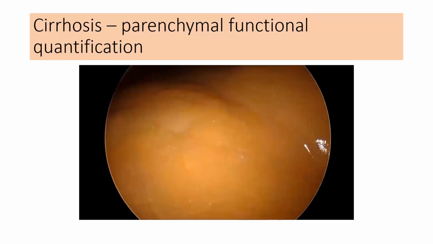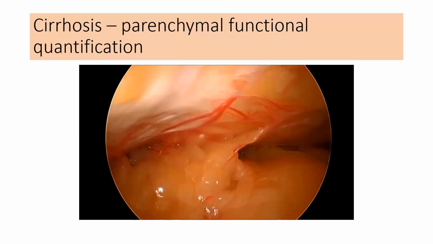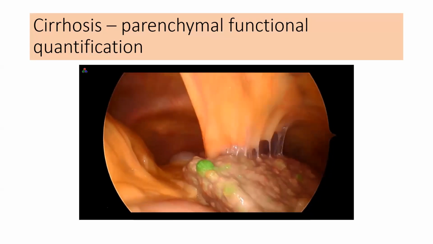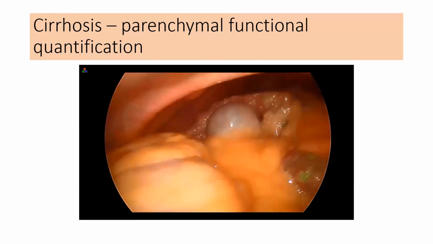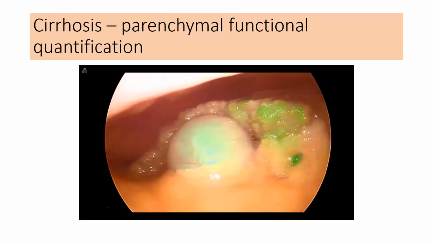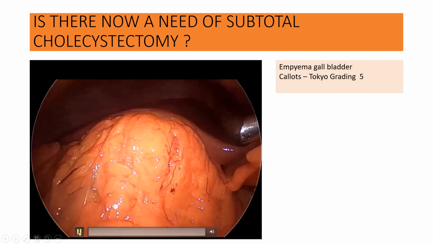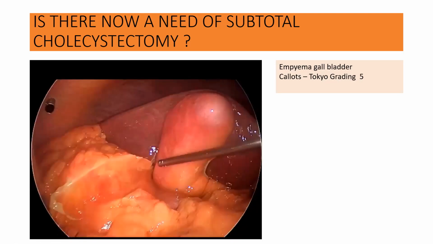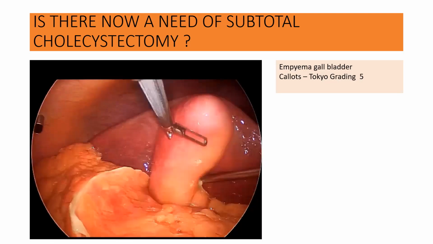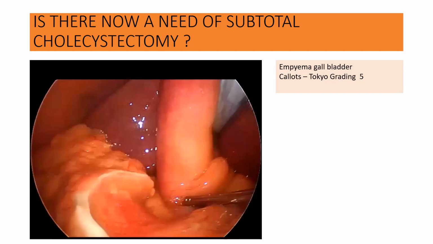In cirrhosis, parenchymal function can be judged with the help of ICG, as the hepatologists or hepatic surgeons are doing. Only the nodules which are illuminated here with the green color are functioning. The rest of the nodules are non-functioning. In empyema, usually the need for subtotal cholecystectomy has gone down. Subtotal cholecystectomy is a beautiful procedure, a procedure which will save the patient as well as the surgeon.